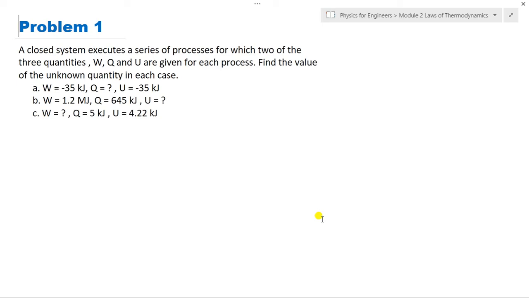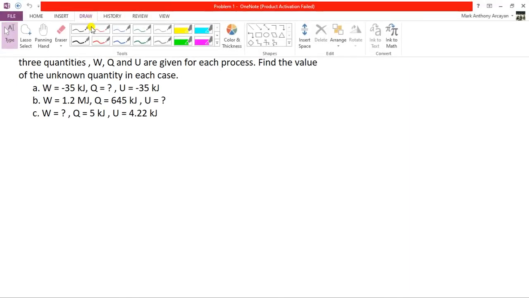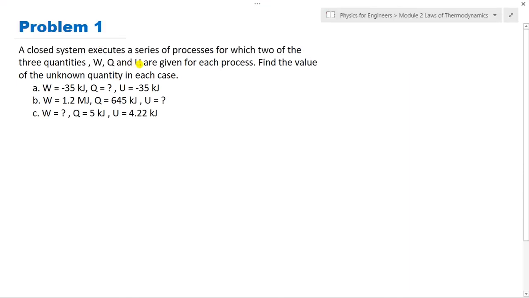So we have here some problems. Let's start with problem 1. We have a closed system that executes a series of processes for which two of the three quantities, the work, the heat, and the internal energy, are given for each process. Find the value of the unknown quantity in each case. Let's start with letter A. Here, we have work equal to negative 35 kilojoules.